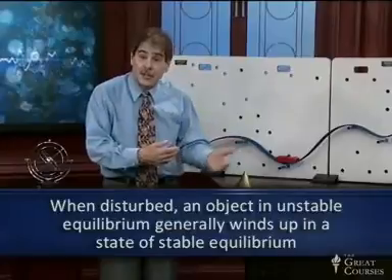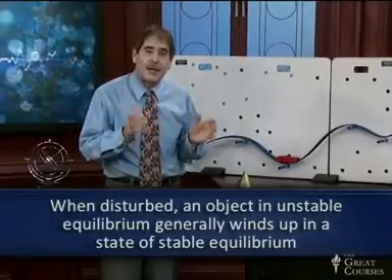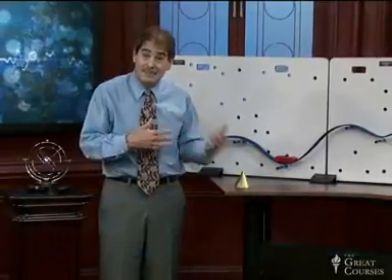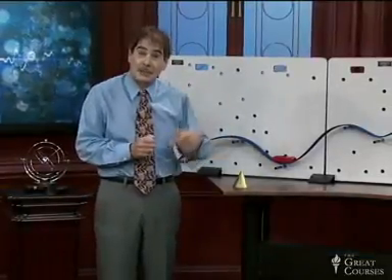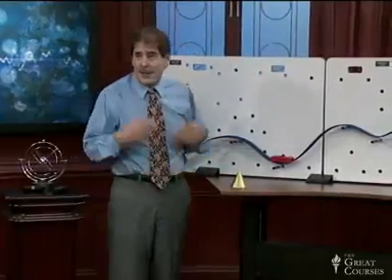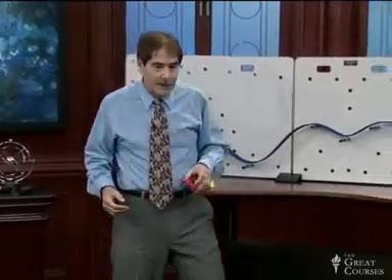It's likely to change the configuration it's in. You don't tend to find systems naturally in unstable equilibria, because pretty soon something's going to disturb them a little bit and they're going to undergo a transition to a different state. Well, is there any kind of in-between, or is that it? Yes, there is an in-between.